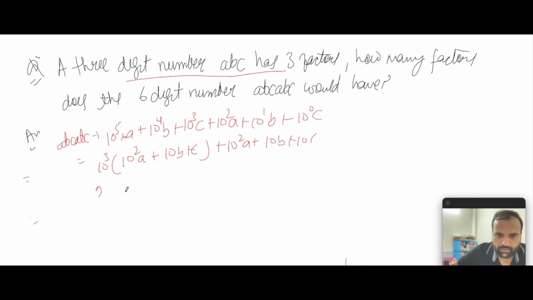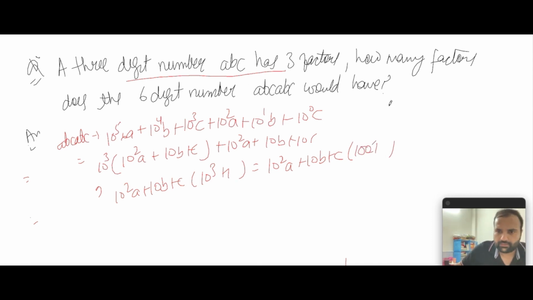So what do we get? If we take common over here 10 square A plus 10B plus C, we get 10 cube plus 1, or 1001. So 10 square A plus 10B plus C, we get 1001.